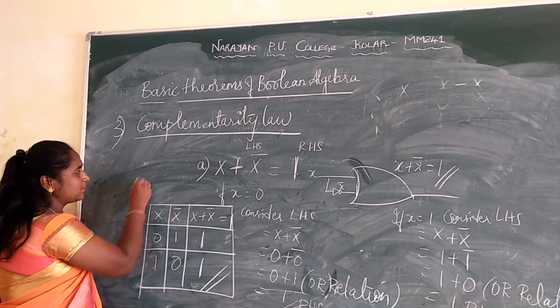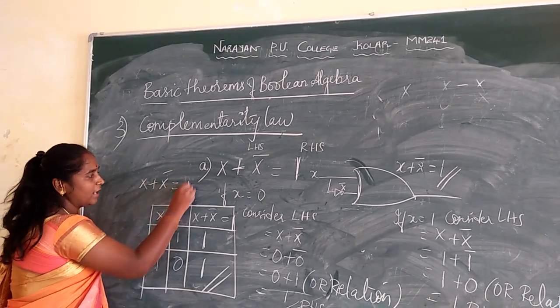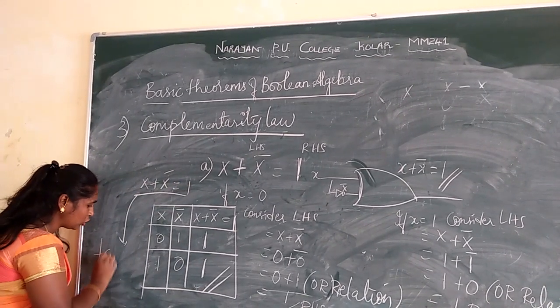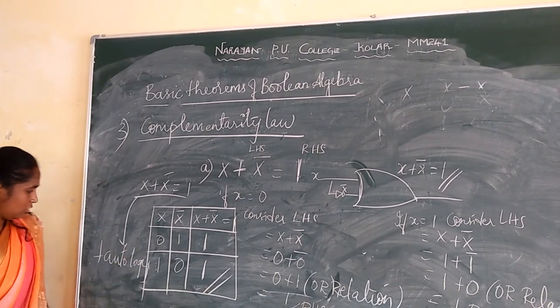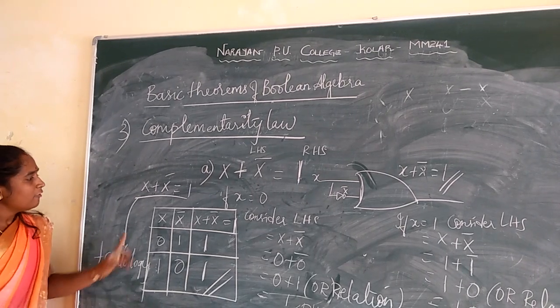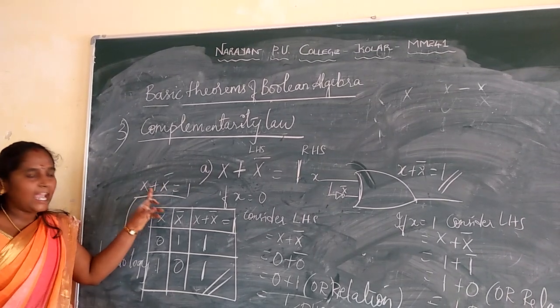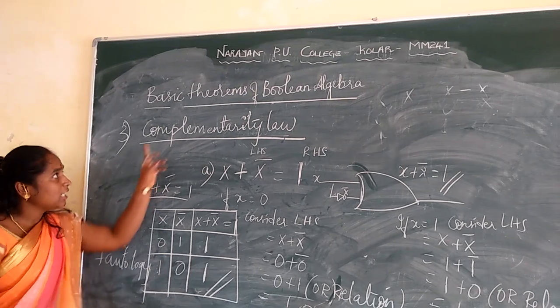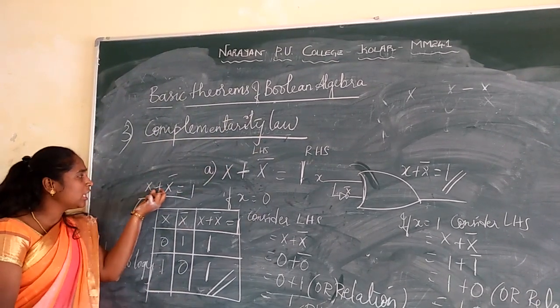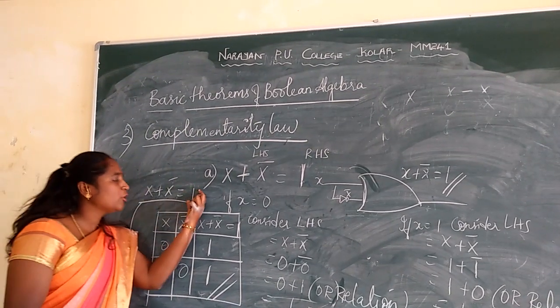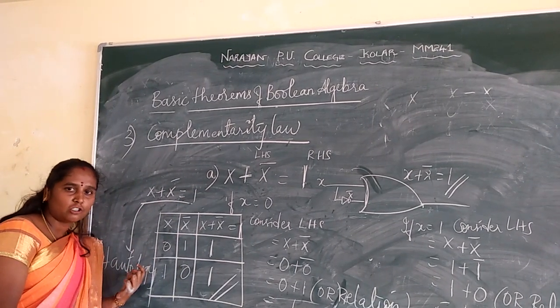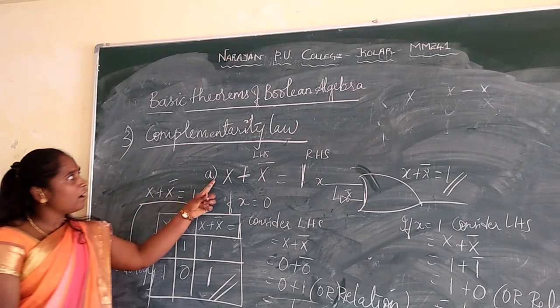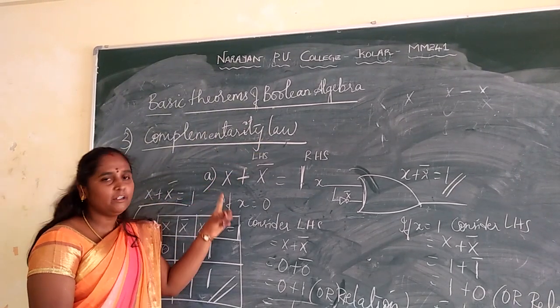So this x plus x bar equals 1 we call a tautology. For every value of x, either 0 or 1, in the complementarity law using an OR operation, the result is always 1. Such a thing we call a tautology. So the first law under the complementarity law is proved.